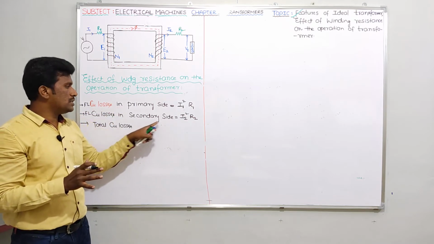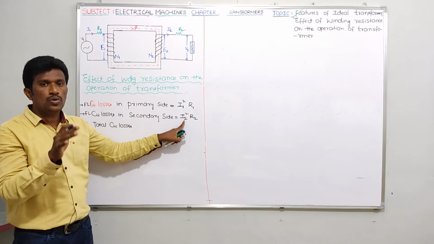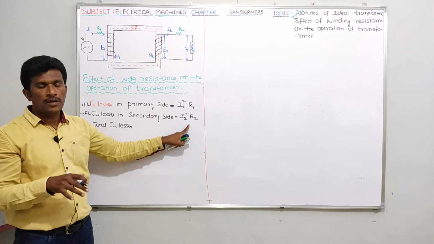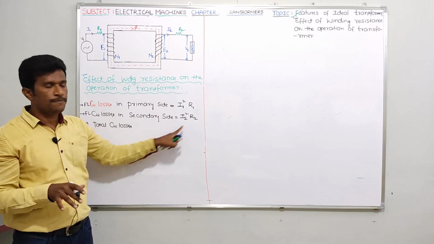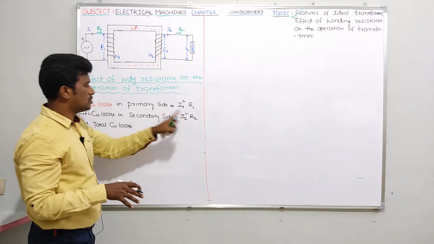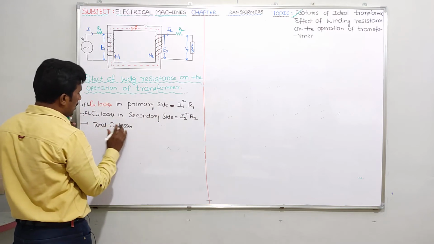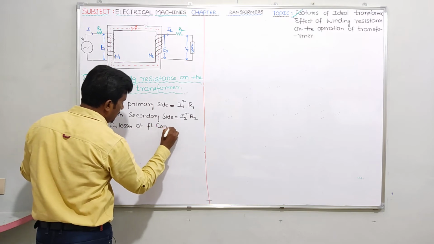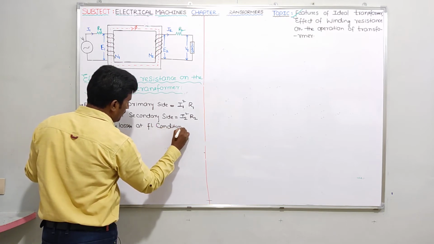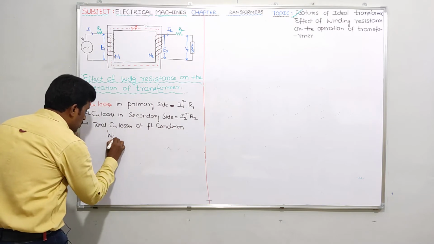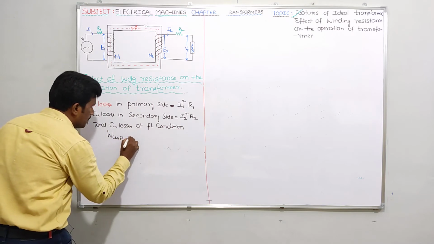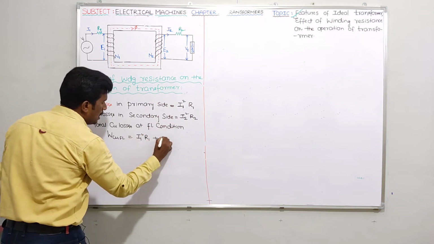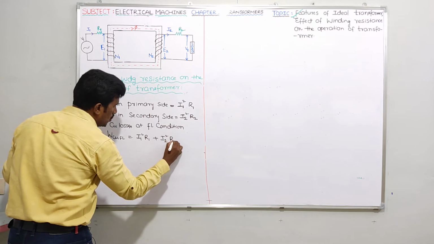Suppose for half load, I2 by 2 whole square R2. That means current becomes half. Half load means current becomes half. One by four means current becomes I by 4. Full load copper loss secondary side equals I2 square R2. So tell me total copper loss at full load condition. I am asking full load condition. So W_Cu,FL is equal to how much? This plus this: I1 square R1 plus I2 square R2.